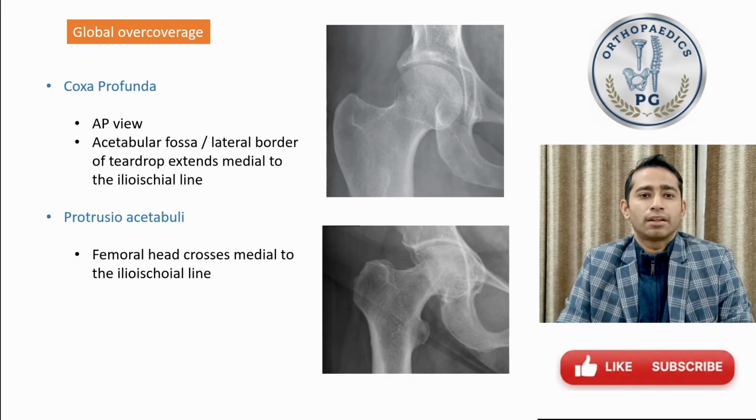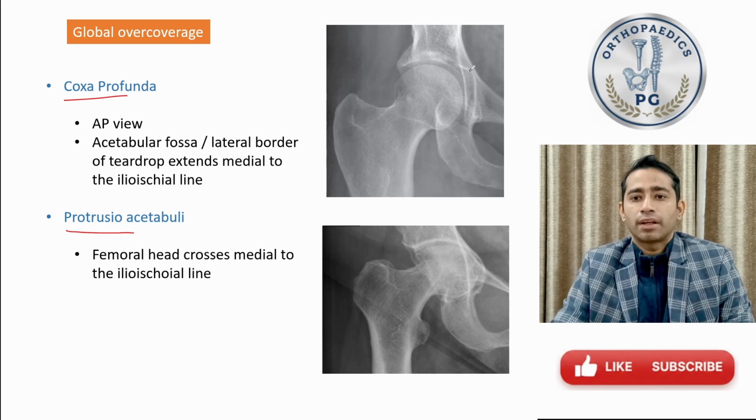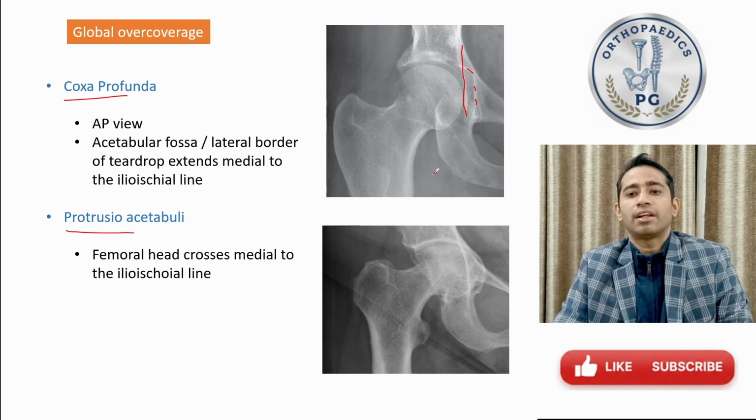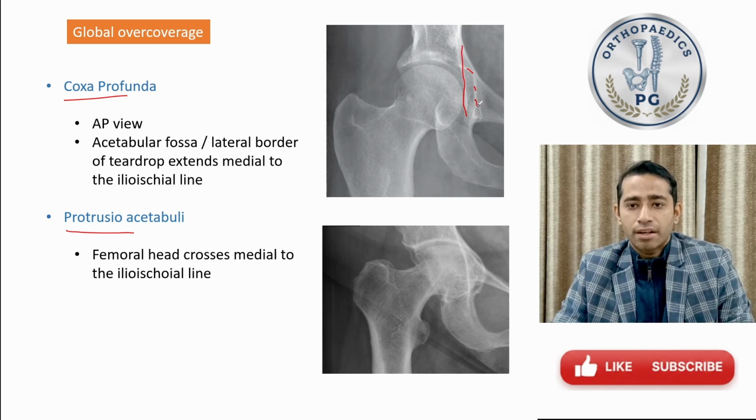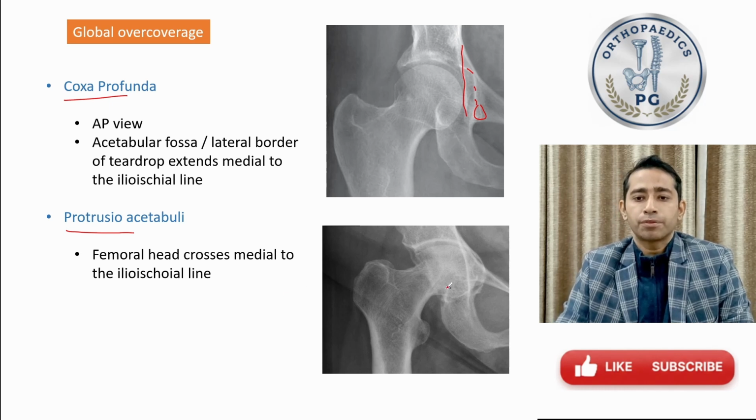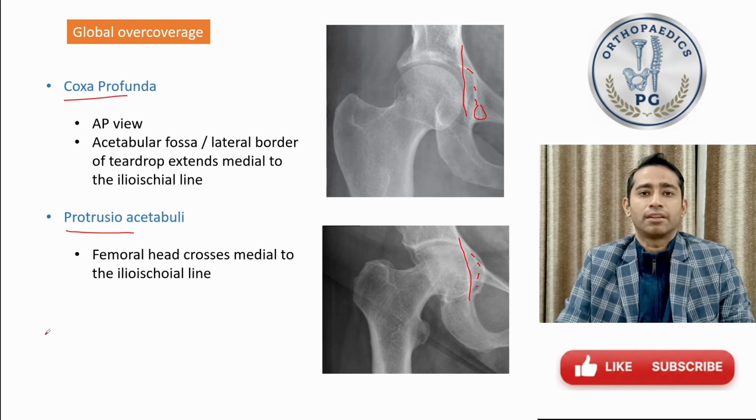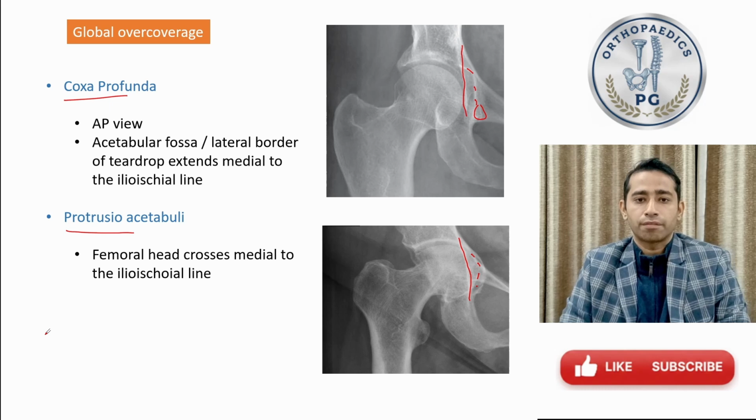Now let us see the radiographic signs of global overcoverage. The conditions are Coxa profunda and Protrusio acetabuli. In Coxa profunda, the acetabular fossa lies medial to the ilioischial line, or the lateral border of the teardrop lies medial to this ilioischial line. In a Protrusio acetabuli, the femoral head lies medial to the ilioischial line. So these are the signs of global overcoverage.